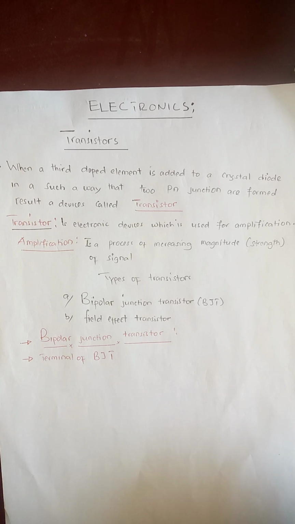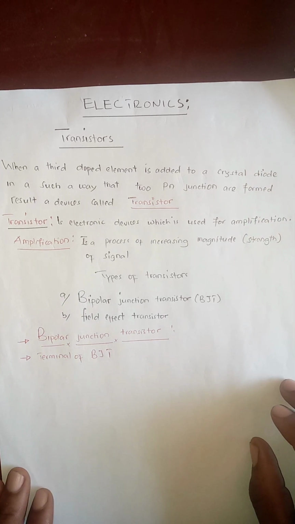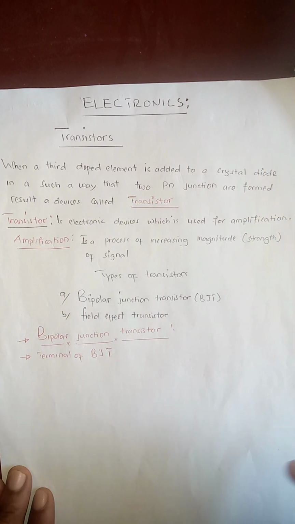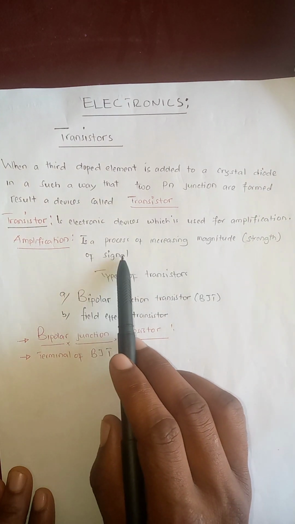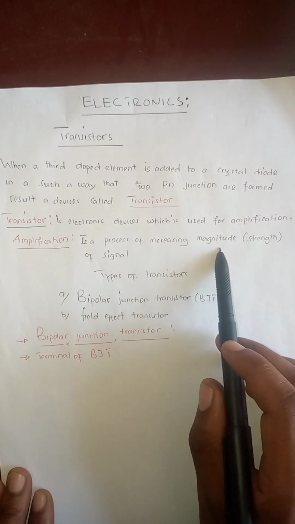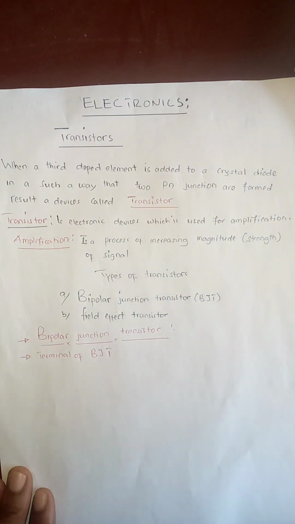Today we are going to learn about transistors. Transistors are electronic devices which are used for amplification. This is a very important electronic device. So what is amplification? Amplification is the process of increasing the magnitude or strength of signals.